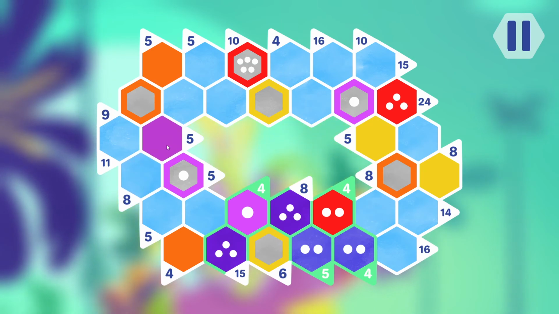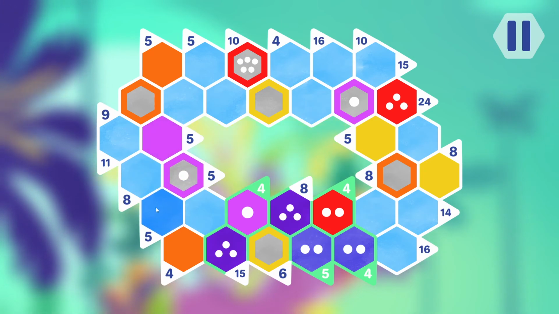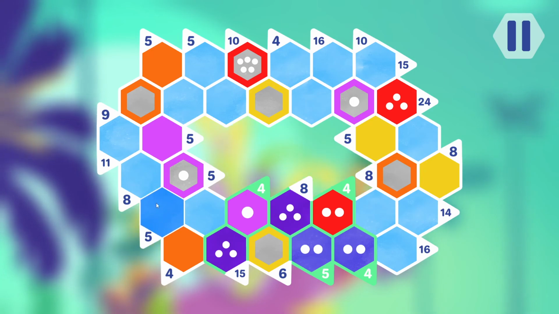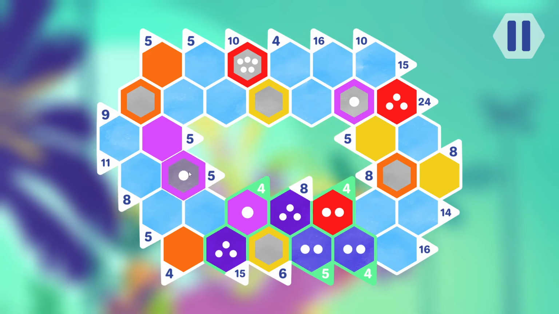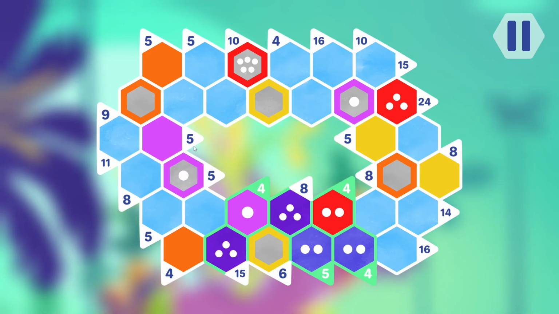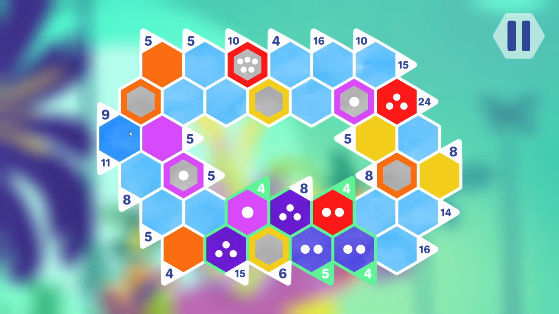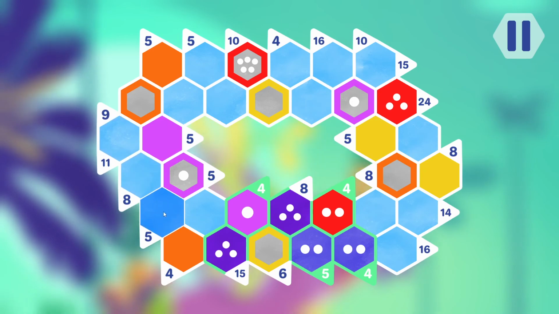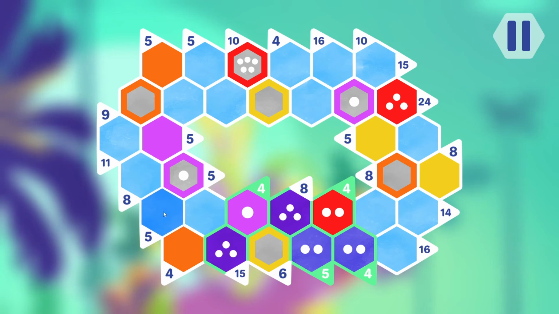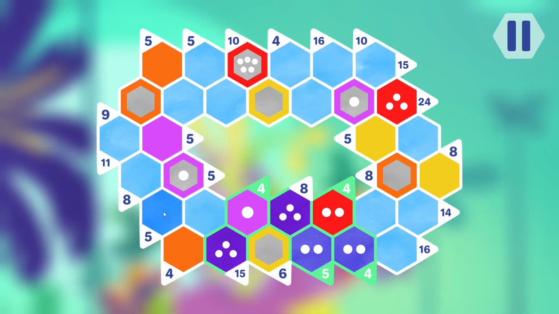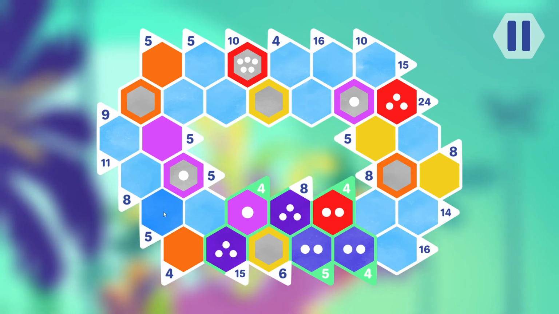We have only one purple cell left. So let's say this is 1, then it will be 4, so this will need to be 3, and this will be 2. 2 plus 1 is 3. I think there is a good thing, but it's kind of okay.